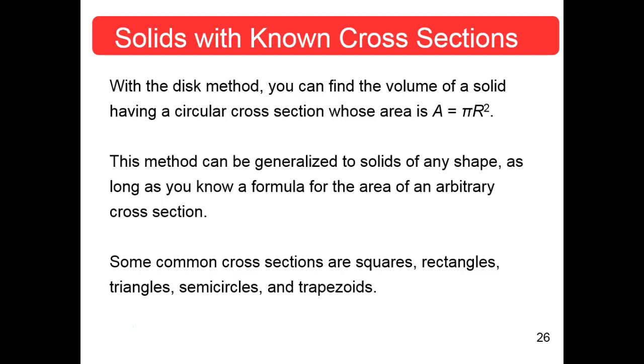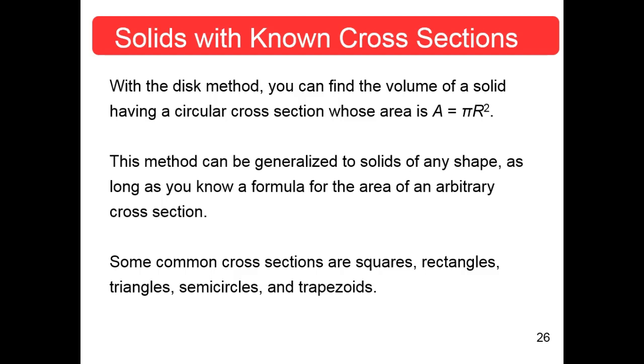With the disk method, you can find the volume of a solid having a circular cross-section whose area is A equal to pi r squared. That method can be generalized to solids of any shape as long as you know a formula for the area of an arbitrary cross-section. Some common cross-sections are squares, rectangles, triangles, semicircles, trapezoids. I guess it goes on and on and on.